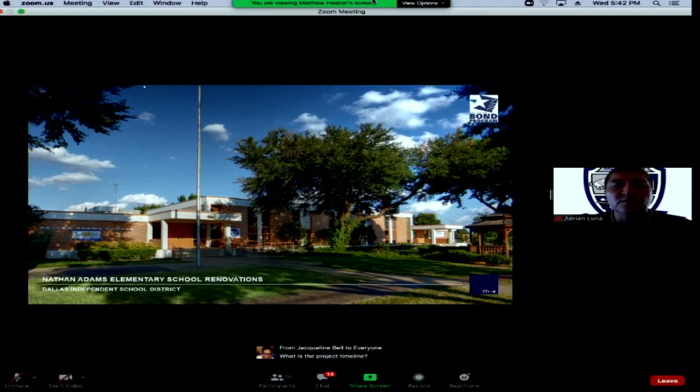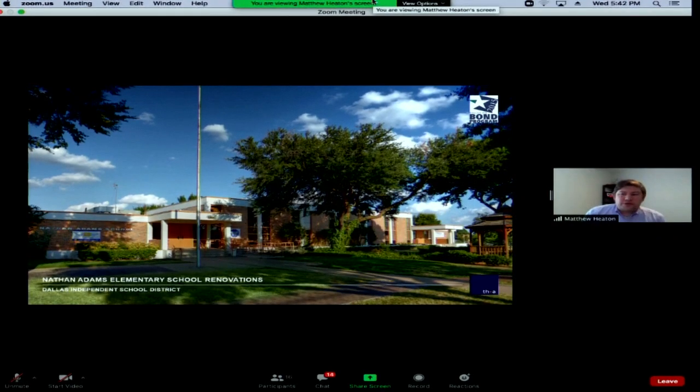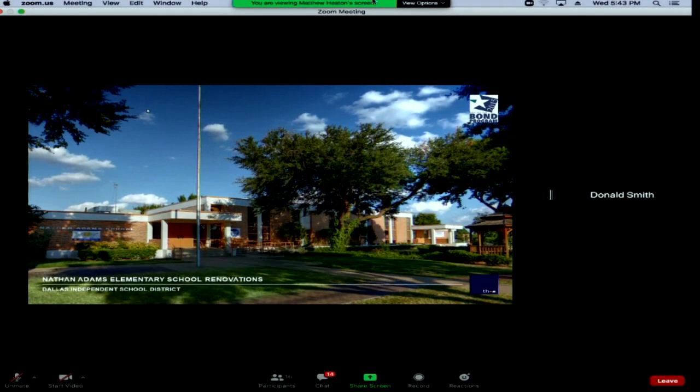Mr. Heaton, what is the project timeline? The goal of the district is to have the project go in front of the board in August. I'm not sure if anybody from the district side would like to jump in and comment on that, but just to give a more specific timeline, the goal is to go in front of the board in August, and then in November or October, but I believe it's November, move forward with construction over the following year. This is Don Smith. That is correct, Matthew.